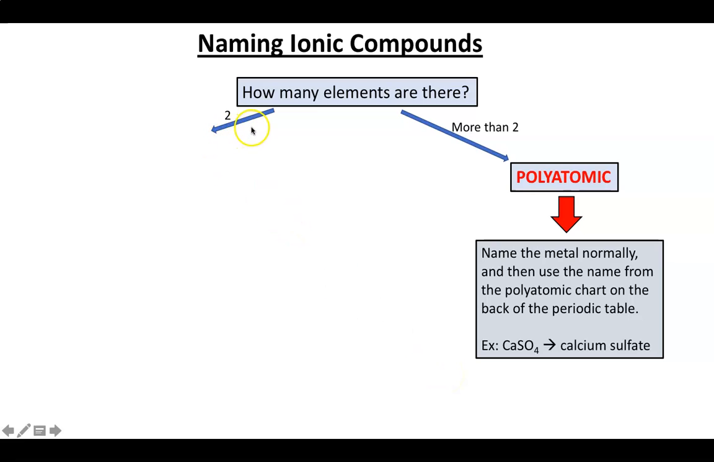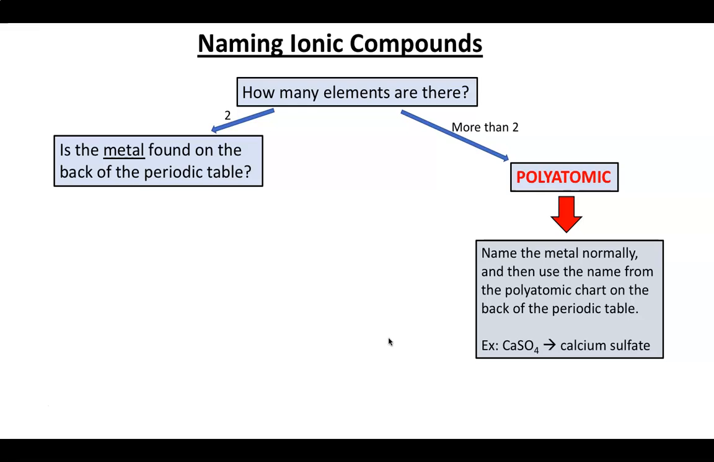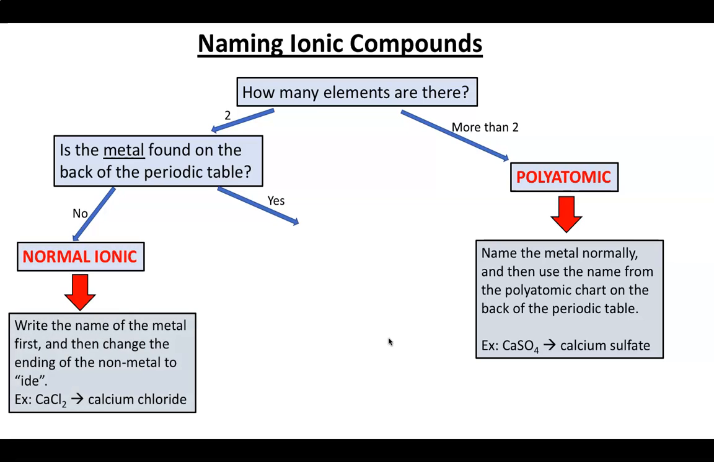If we go back up to the top, if we have two elements, then we have to ask ourselves a second question. Is the metal found on the back of the periodic table? In your multivalent chart on the back of your periodic table, you're going to look for the metal there. If you don't see it on there, then you just have a normal ionic compound. For that, you just write the name of the metal first and then change the ending of the non-metal to "ide." So if we have CaCl2, you look on the back of your chart and see if Ca is in there. You'll see that it isn't, so we just name this normally. This is just calcium chloride.